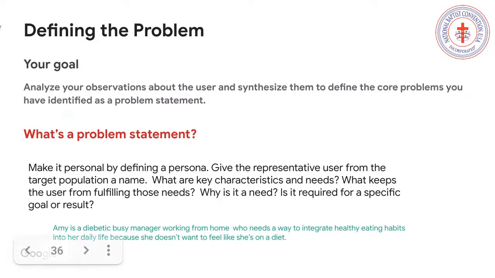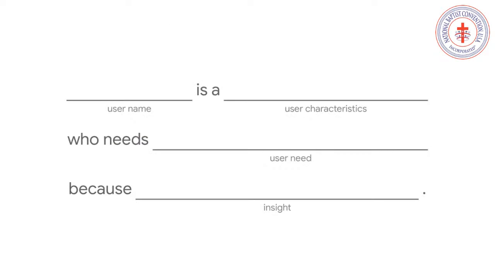Then we're going to define the actual problem statement itself. So the problem statement is going to say, based on this persona, what are the characteristics? What are their needs? What is preventing them from fulfilling their needs? Why is it a need? What's required for their result? So this is a little template we'll use to write this out. And we'll just give the user a name.